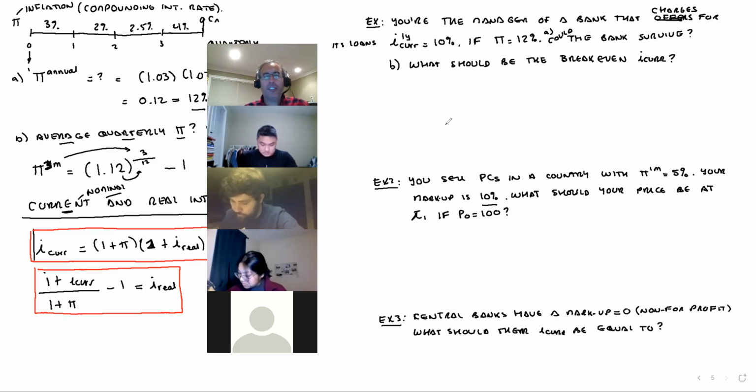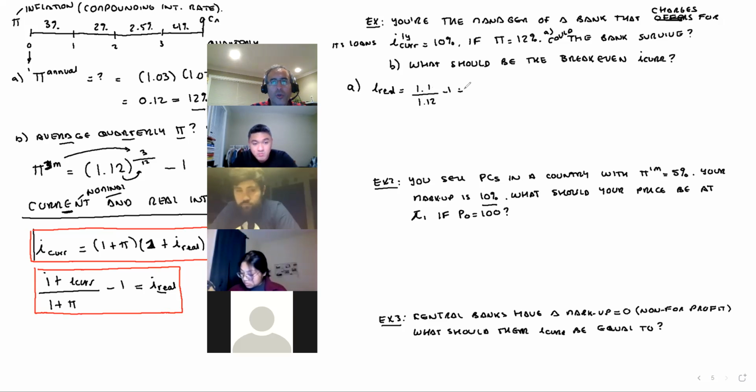Okay, guys, you tell me, at least the first one. Let's do the first one. The first one is telling you the real interest rate, right? Because we have all the pieces of the equation, so we need to compute the real interest rate. Makes sense to you guys? You agree? Okay, so my real should be equal to 1.1 divided by 1.12 minus 1. So what do you get here?